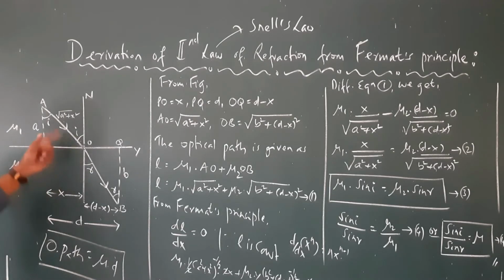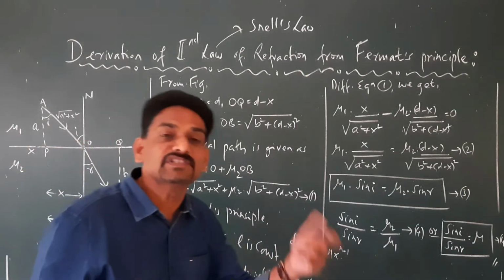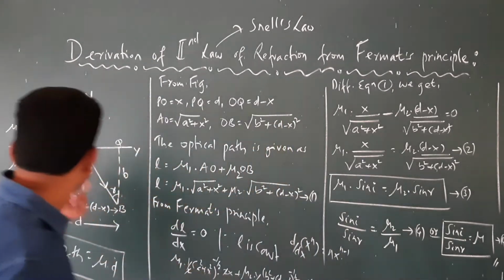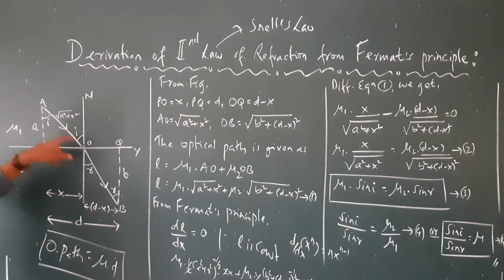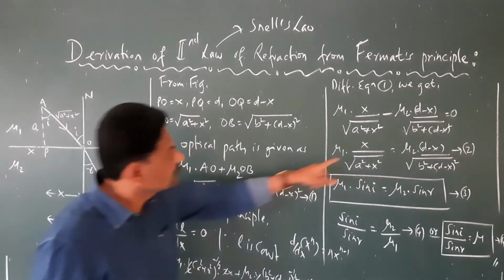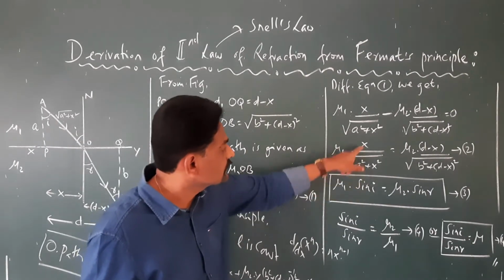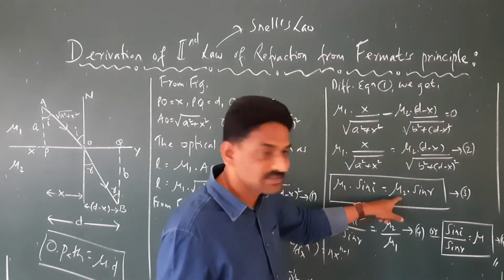So this distance divided by this distance, opposite by hypotenuse, is going to be what? Sin I. Because in general, what is sin theta? Opposite by hypotenuse. So therefore this is opposite side. This is hypotenuse. So x divided by root of a square plus x square is going to be sin I. So mu1 into sin I is equal to mu2 as it is.